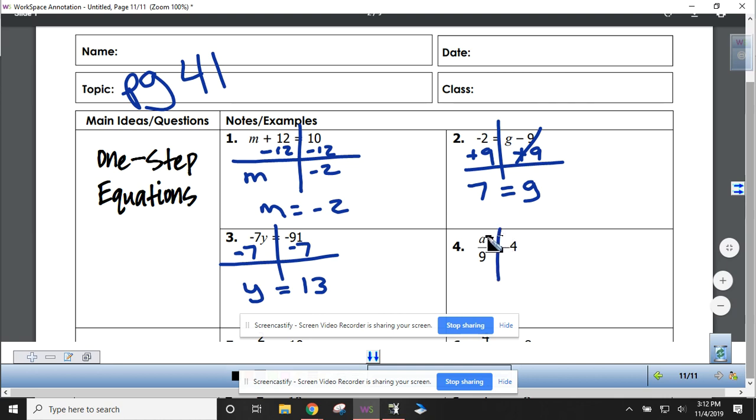This says some number divided by 9 is -4. So the opposite of dividing by 9 is to multiply each side by 9. So I've got a equals -4 times 9 is -36.